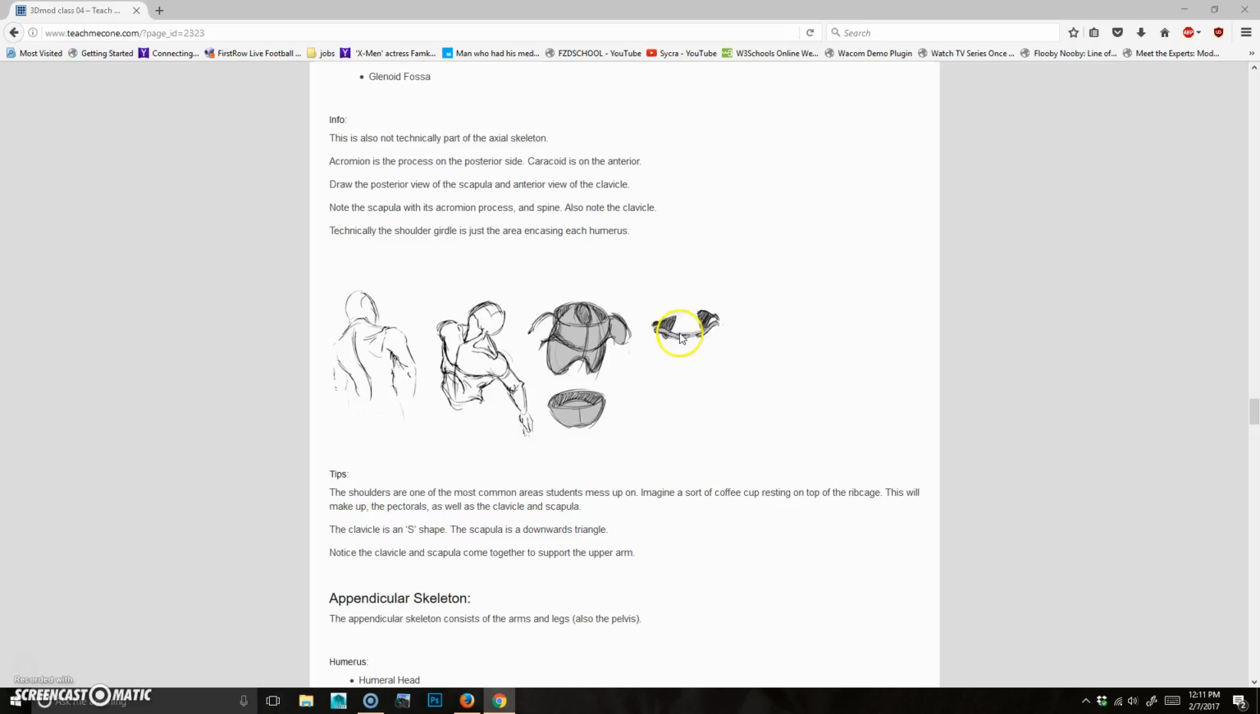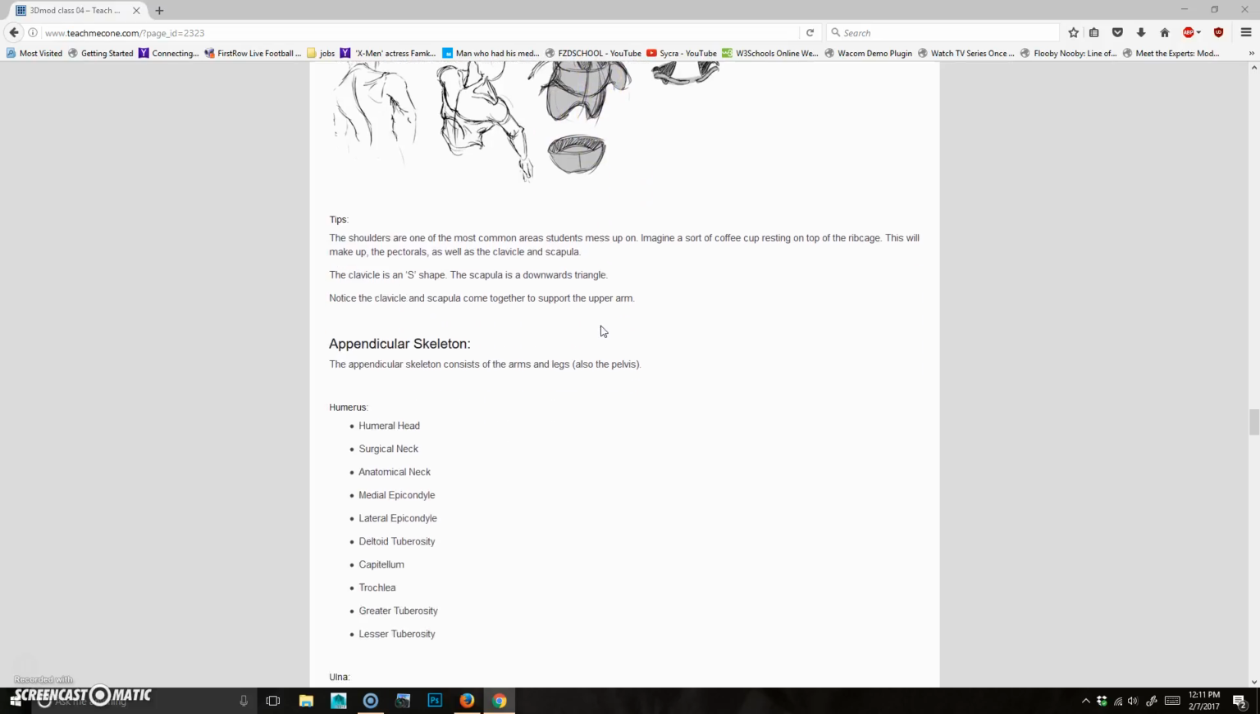But I try to imagine that there's a line, or a circle, that goes from the scapula back here to the front where the clavicles are. And then the arms come off of those. And I imagine that there's almost like a cup that sits on top of the ribs. Okay? I find that kind of helps.